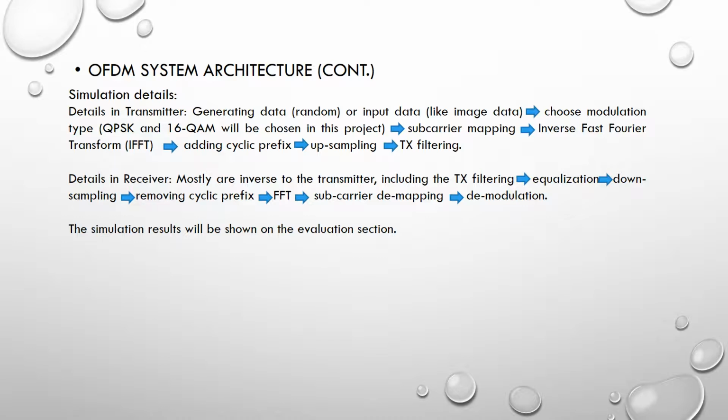Next, we need to choose the modulation. In this project, QPSK and 16 QAM will be chosen. Next, we need to do sub-carrier mapping, IFFT, adding cyclic prefix, upsampling, and TX filtering. As for the receiver, the steps are mostly inverse to the transmitter. It includes RX filtering, equalization, downsampling, removing cyclic prefix, FFT, subcarrier demapping, and demodulation. The simulation results will be shown in the evaluation section.